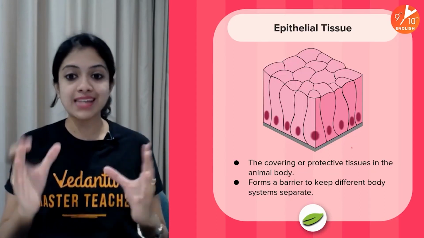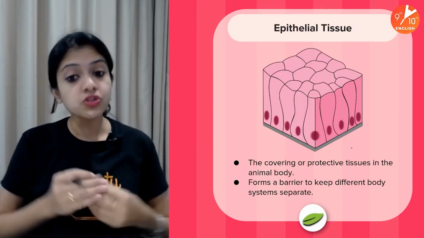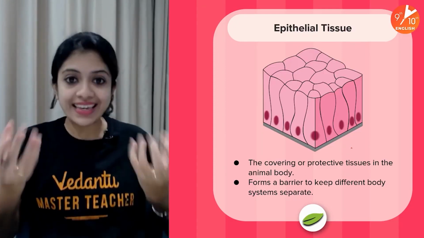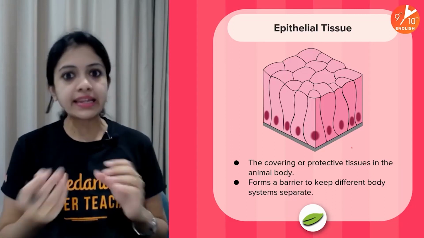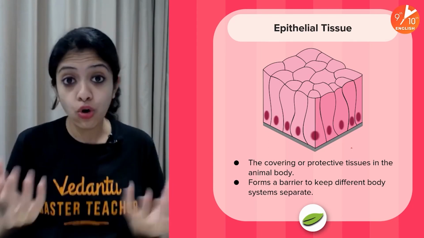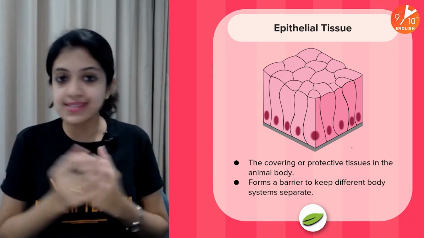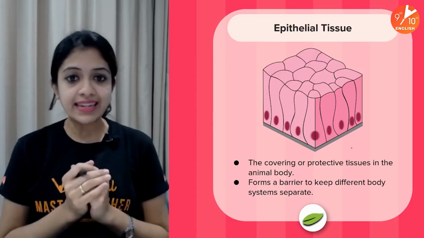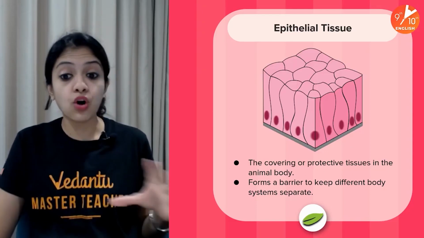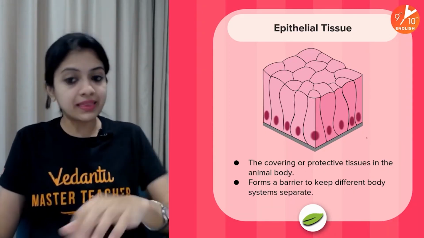Now, just remember that epithelial tissue always is the term that we use to refer to the kind of tissue that covers or protects the animal body. So this would definitely include our skin, which is the outermost covering of our body, and also all the coverings of the internal organs as well. Okay, all kinds of linings inside our body. So we can actually say that it forms a barrier to keep different body systems separate. This is what epithelial tissue is.